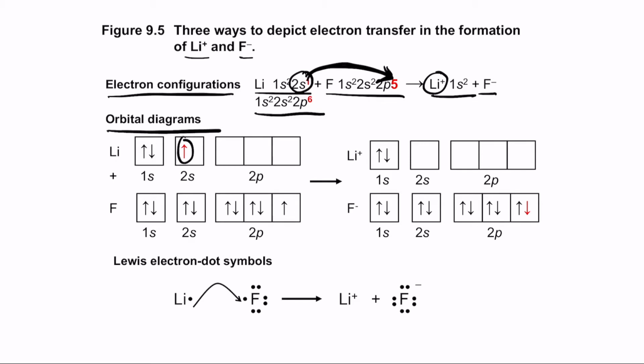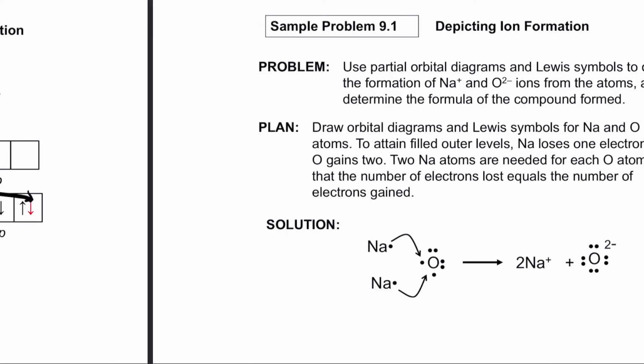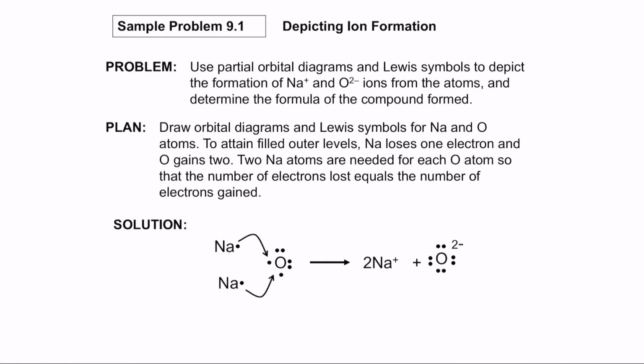The second method is using the orbital diagrams. In the orbital diagrams, we move the electron from the first element to the second element to create the structure. The electron that was here will be sent to the last orbital on the fluorine atom, resulting in the formation of LiF bonding. The last method is the Lewis electron dot symbol, where we move the dot from lithium onto the fluorine and create Li+, and F, which has excess electrons, becomes negatively charged. So these are the 3 methods that we use to represent the structure.